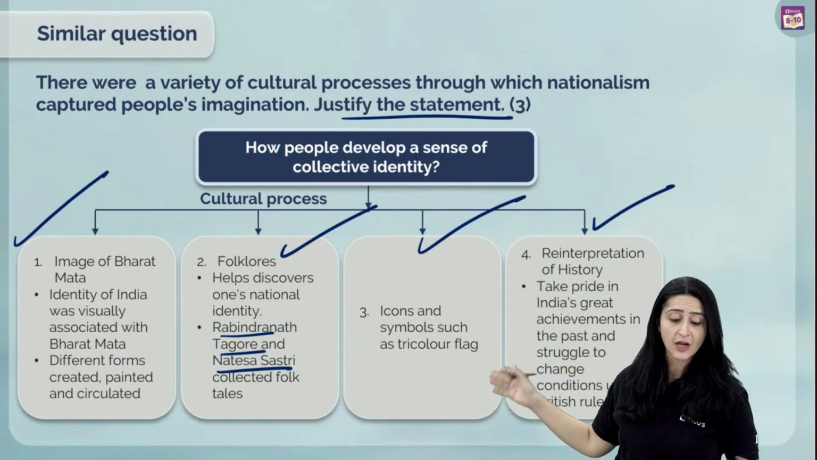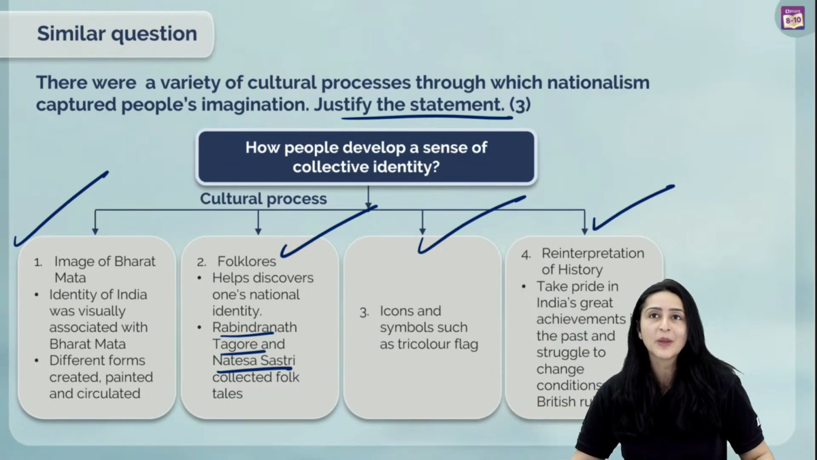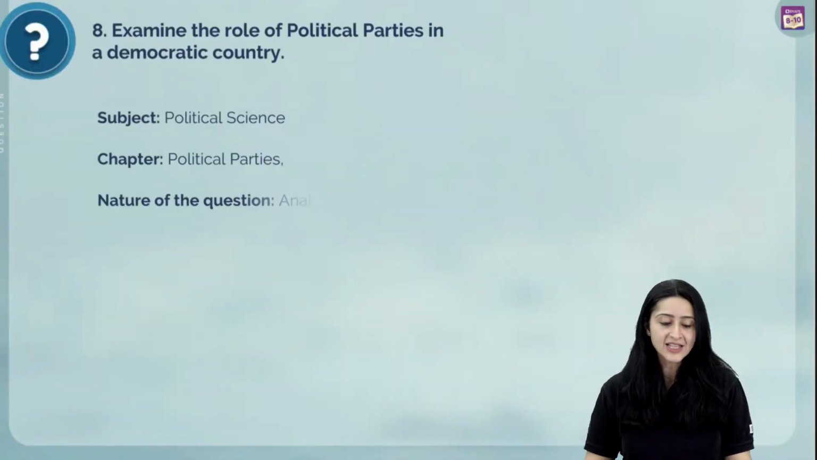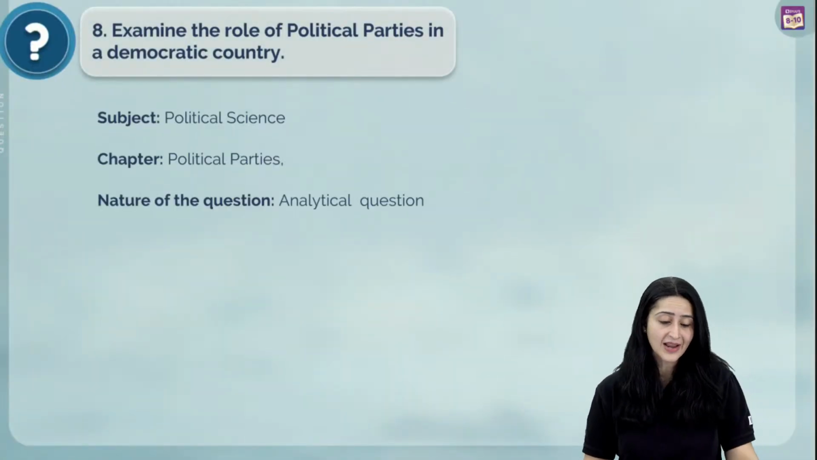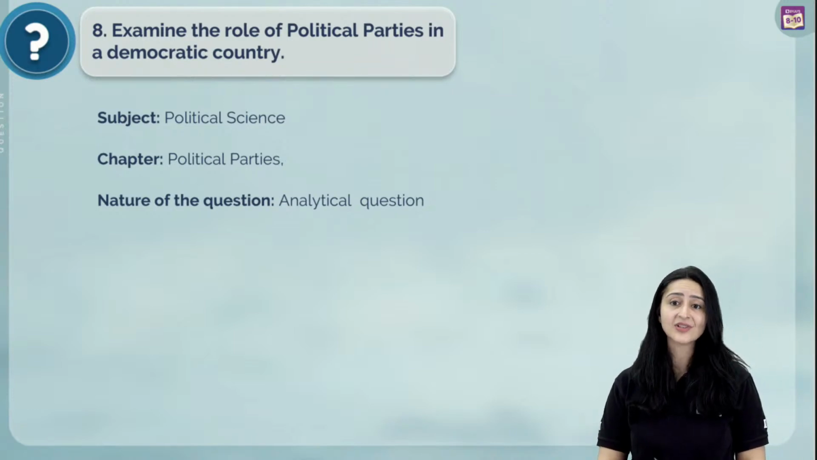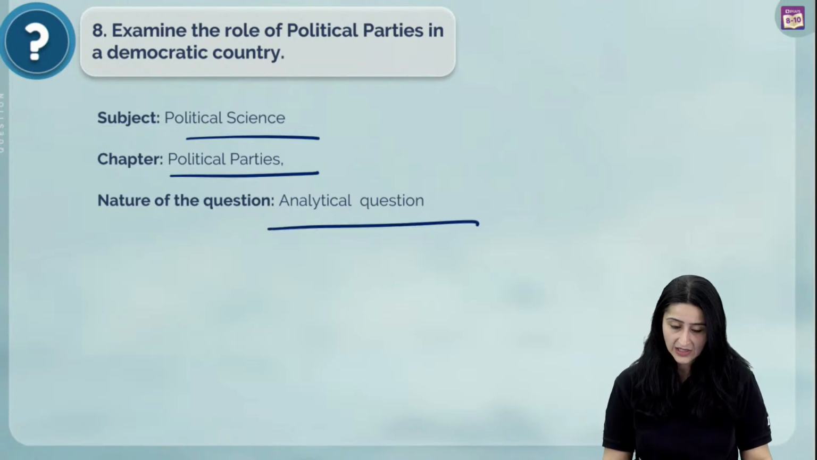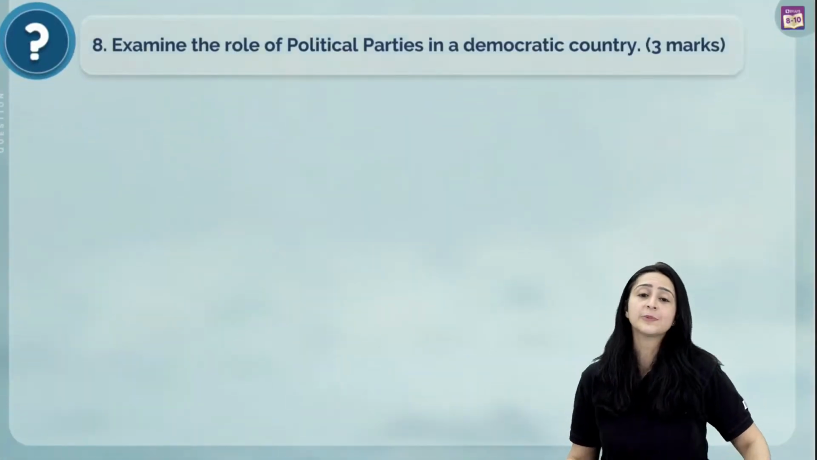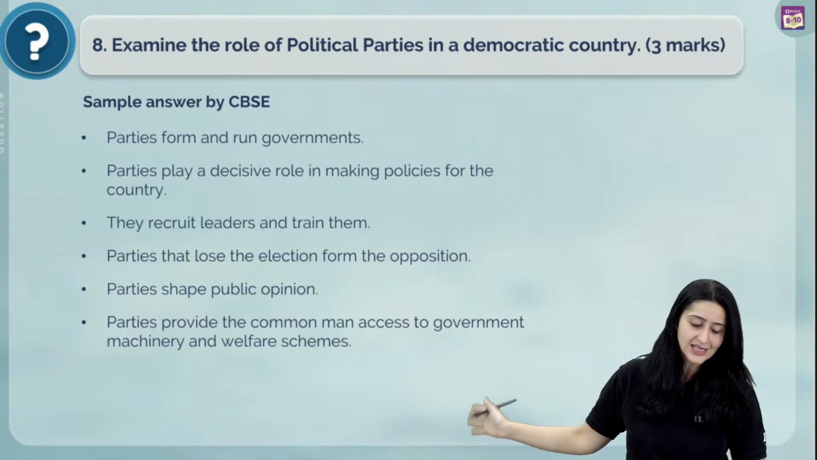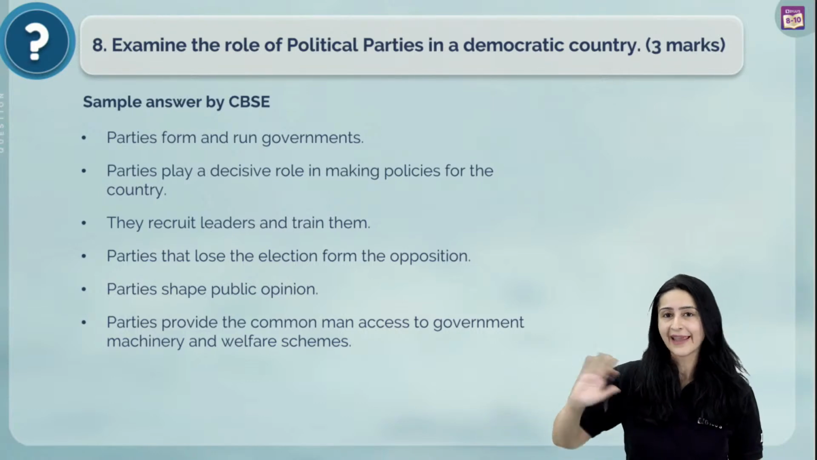So these are the 4 cultural processes through which nationalism captured the people's imagination. All right, let's move on to our next question, question number 8. Examine the role of political parties in a democratic country. Again, this is from political science, political parties, analytical question. We will see what the CBSE has given us. They've given us a whole lot of questions and a whole lot of points over here. We have to choose any 3.